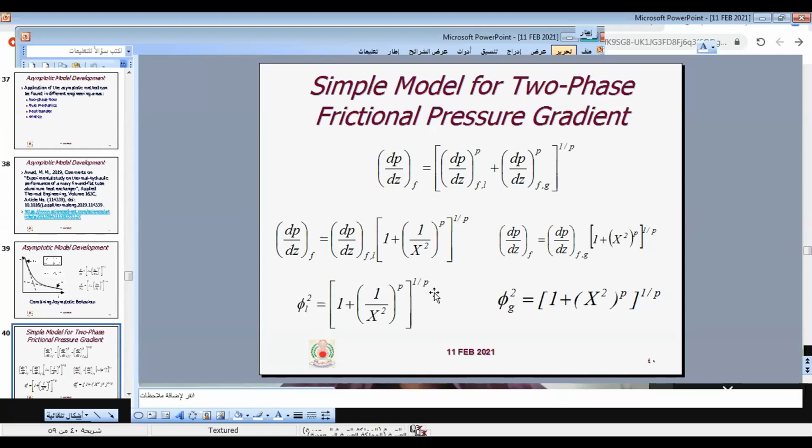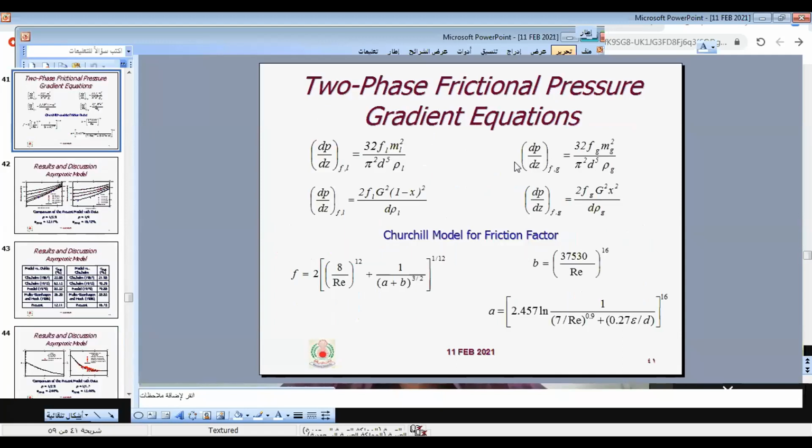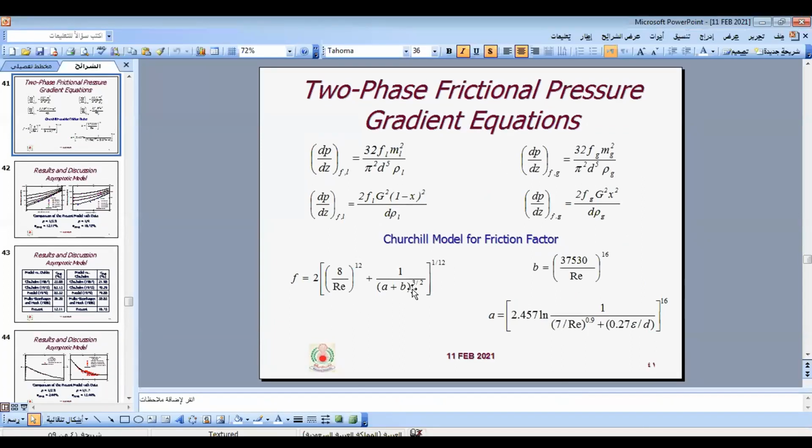There is a special case of linear superposition, where the exponent B is equal to 1. For example, if in this equation I substitute B equal to 1, the physical meaning is that the two-phase frictional pressure gradient is the sum of the liquid phase pressure drop plus the gas phase pressure drop. Here I put the equation using the Churchill model to cover all the regions, laminar, transition and turbulent, and taking into account the roughness effect.